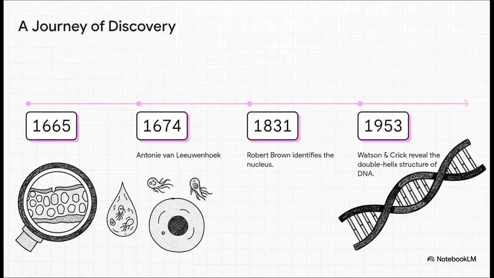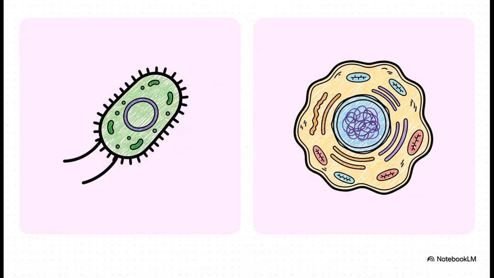But here's the thing, we didn't figure this all out overnight, not even close. This was a journey that took hundreds of years. It all started back in 1665 when Robert Hooke first spotted these little empty rooms in a piece of cork. Just a few years later, Van Leeuwenhoek became the first person to ever see living cells squirming around. That kicked off this incredible chain reaction of discovery, from finding the cell's command center, the nucleus, all the way to that game-changing moment in 1953 when Watson and Crick figured out the double helix shape of DNA, the actual blueprint for life itself.